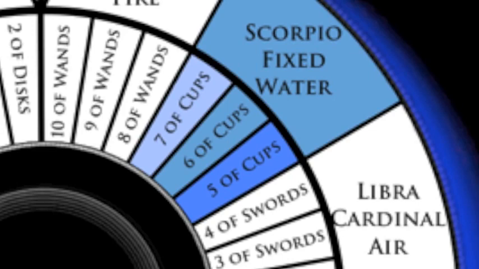Now, just as there are 3 modalities of cardinal, fixed, and mutable signs, being the beginning, middle, and end of the seasons, giving us the 3 expressions for each of the 4 elements. Now again, 3 modalities times 4 elements equals 12 signs. There are also cardinal, fixed, and mutable areas within those signs, which are the decans, the decanates, symbolized by the minor arcana of tarot.